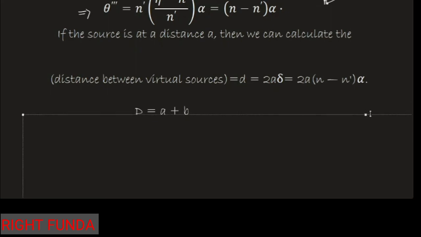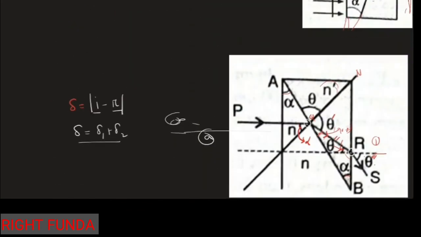Now, what is capital D? In the case of fringe width, we know the equation beta is equal to lambda capital D by small d. Here D is the distance between the source and the observer. Somewhere here the virtual sources will be. For this point source there will be two virtual sources, which we have calculated. This distance is equal to 2a into (n minus n dash) into alpha, and we have to take the distance from the source to the screen. This distance is a, and the other distance I take as b.